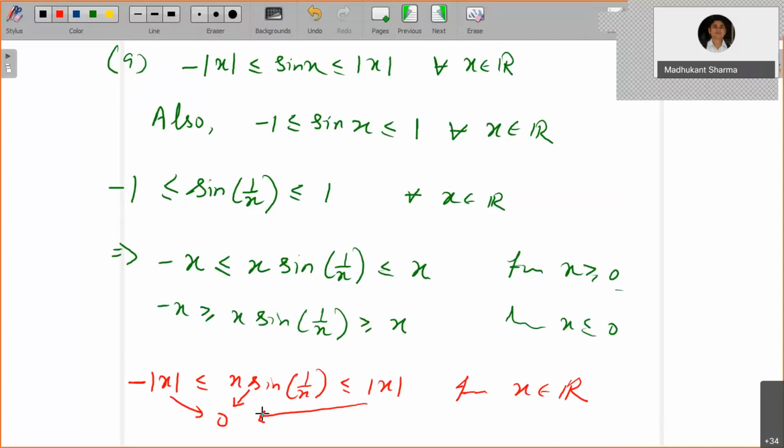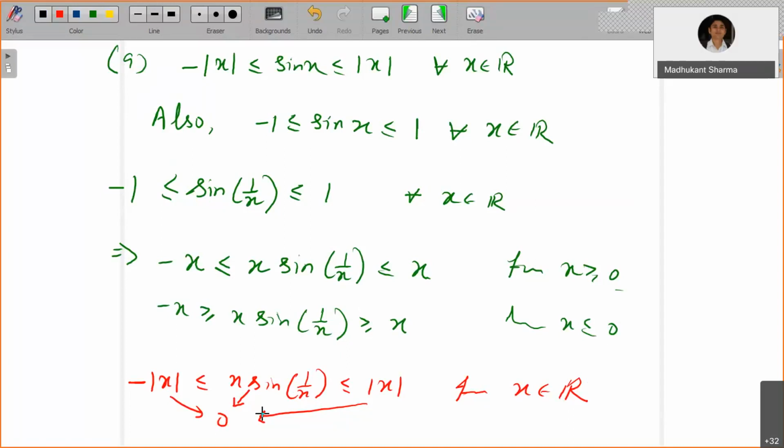Sir, in this question, can we write it like this? It is a product of two different functions, x and sine of 1 by x. Now, the limit of sine of 1 by x does not exist, but it is a finite number lying between 1 and minus 1, because sine lies between minus 1 and 1. But when x tends to 0, x is 0. So we can directly say that 0 into any finite number is 0.